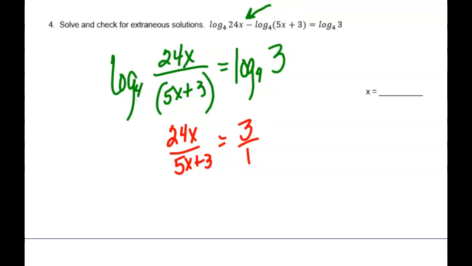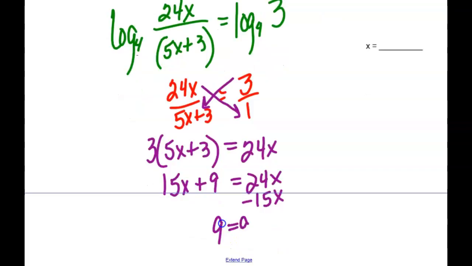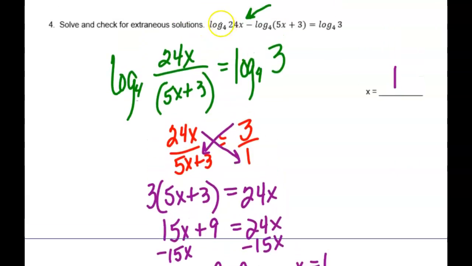If you're like me and you like to think of it as a cross multiply. Again, distributing might be an issue if you're not careful. 3 times the quantity 5x plus 3. I think it's 1. Does it come out 1? Anybody else get 1? And 1 doesn't make anything negative, right? We'd have the log base 4 of 24 minus the log base 4 of, we put a 1 in there, 8 equals log base 4 of 3. 24 divided by 8 would be 3. That seems to work.